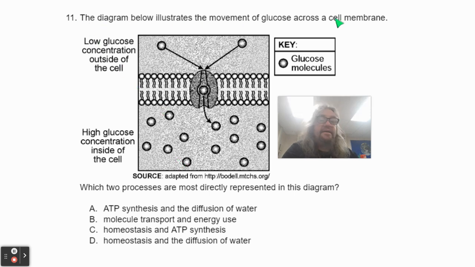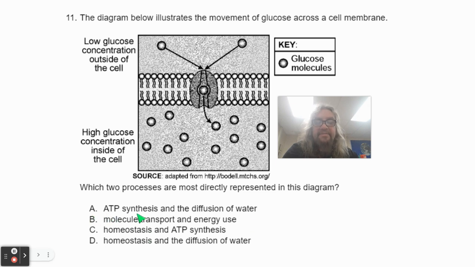Number 11, the diagram below illustrates the movement of glucose across the cell membrane. Here's the key here, glucose molecules. There's a low concentration of glucose outside of the cell, a high concentration of glucose inside the cell, and the glucose is moving in. Which two processes are most directly represented in this diagram?